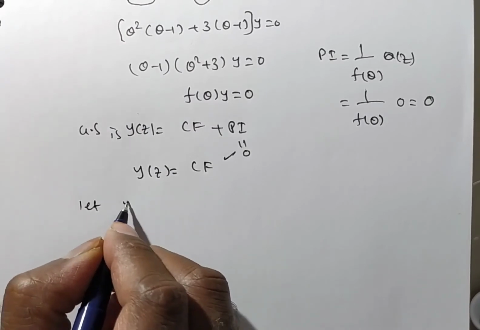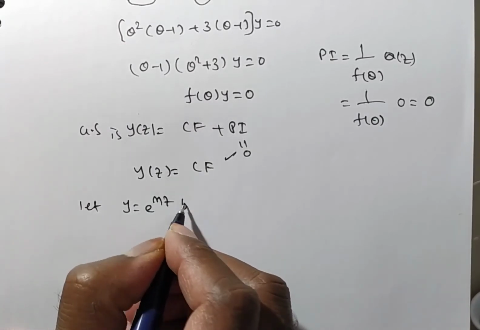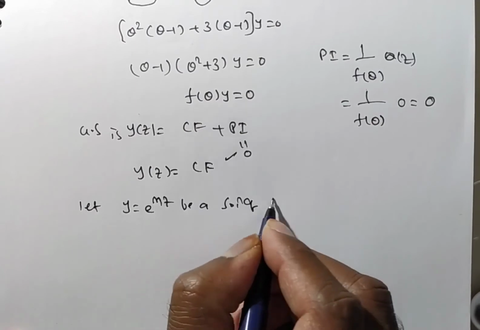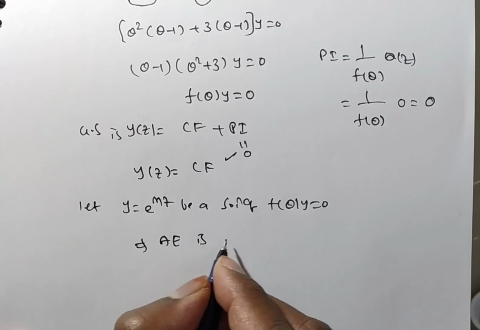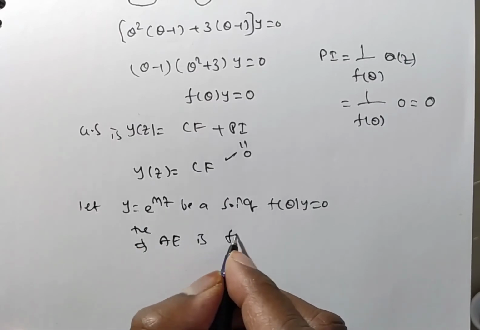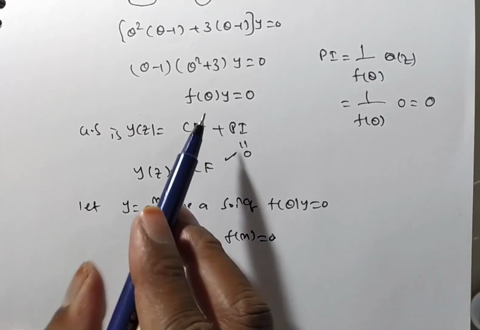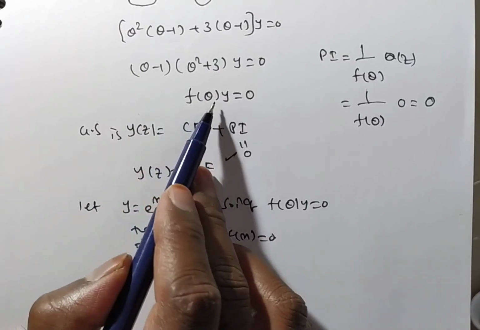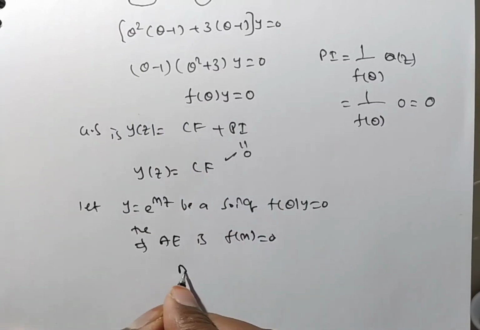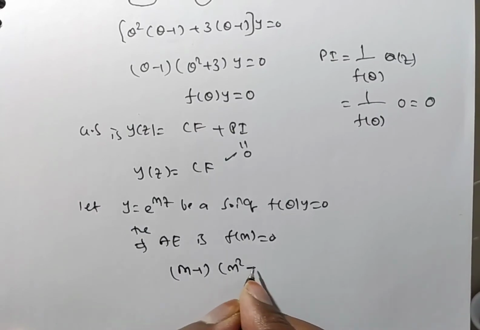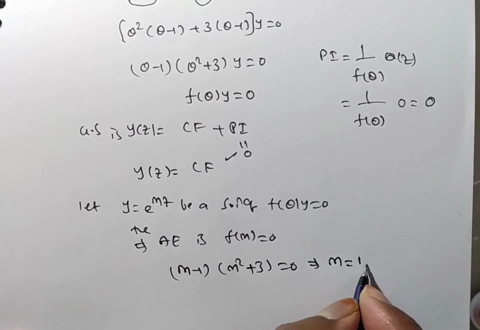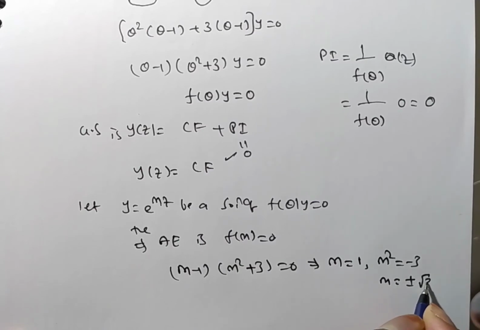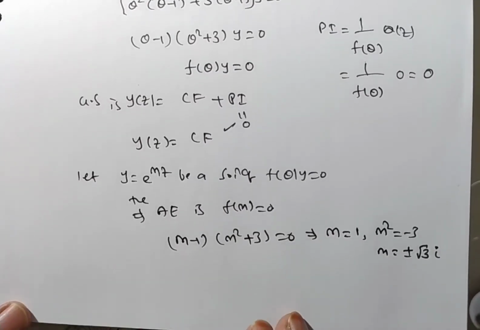Let y is equal to e to the power of mz be a solution of f of theta into y is equal to 0. That implies the auxiliary equation is f of m is equal to 0. Then f of m is nothing but (m minus 1) into (m square plus 3) is equal to 0. That implies m is equal to 1, m square is equal to minus 3. So m is equal to plus or minus root 3 times i. That's it. Is it clear for everyone?